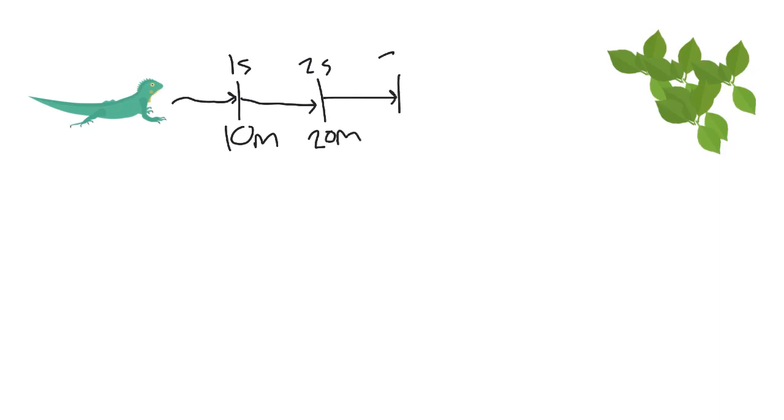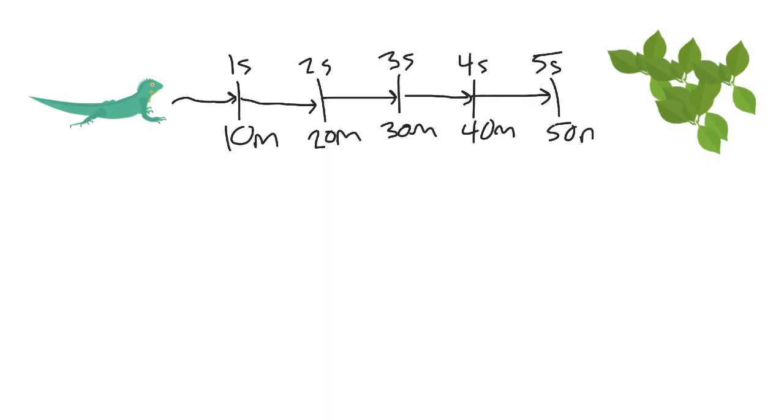And so in the first second, he makes it 10 meters. Let's say in the second second, he makes it to 20 meters. In the third second, he makes it to 30 meters. In the fourth second, he makes it to 40 meters. And by the fifth second, he's made it almost all the way to the food, and he is at 50 meters. So we can see how his movement changed over time and how far he was making it each second.